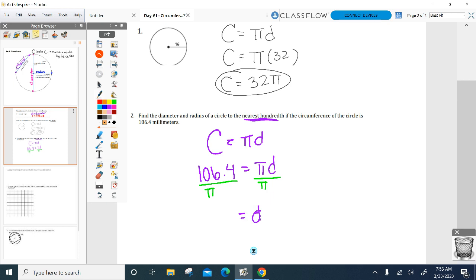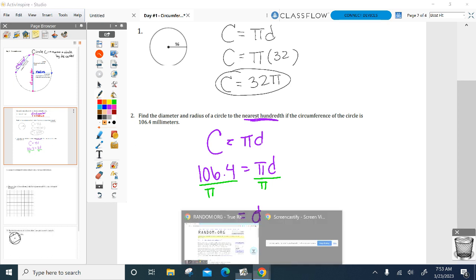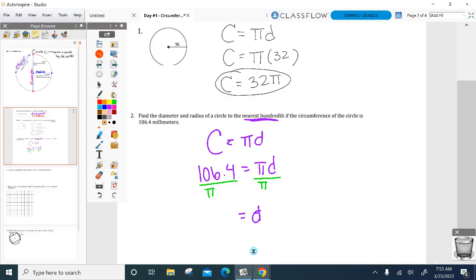D equals, I'm going to go to your calculator. We just discussed where that pi button is. 106.4 divided by pi. Keep that number in your calculator. So go ahead, round to the hundredth. So two numbers after the decimal you should give me. What's the diameter here? Anna, what's your diameter? 33.87. Yep, 33.87.